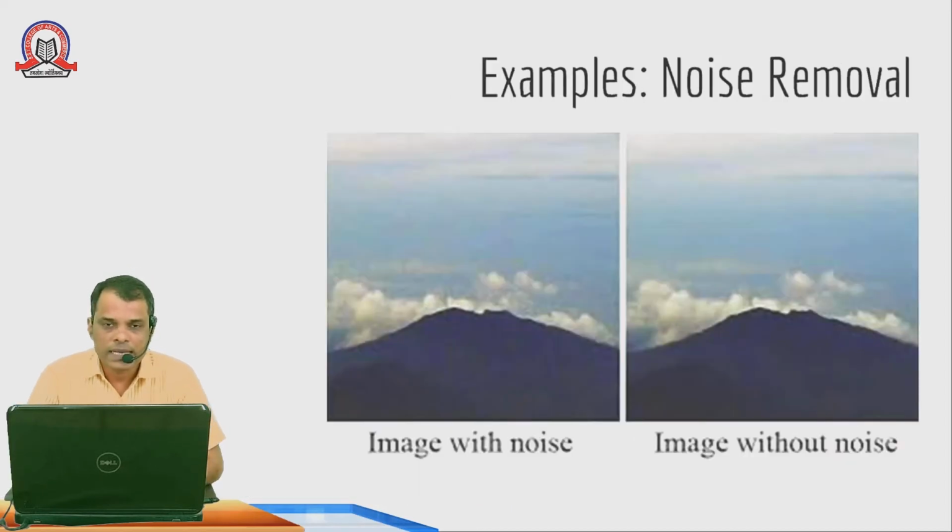Now some examples of image enhancement, image manipulation or image processing are as follows. The first one is noise removal. If you see, the first image has noise and is not clear, right? And the second image is clearer. So the first image is with noise and the second image is without noise.